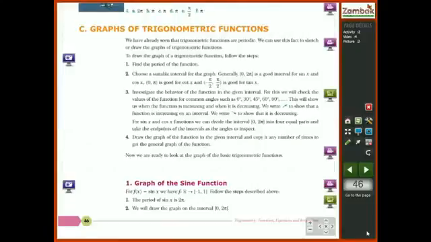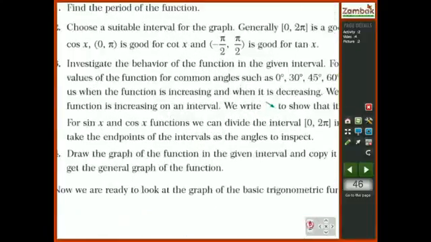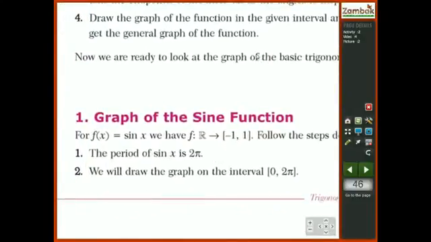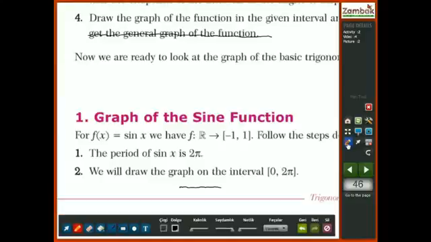Okay, now the next topic is what? Sine function, graph of sine function. Sine function is the function where at the right side we will have just sine x. That function is called sine function.